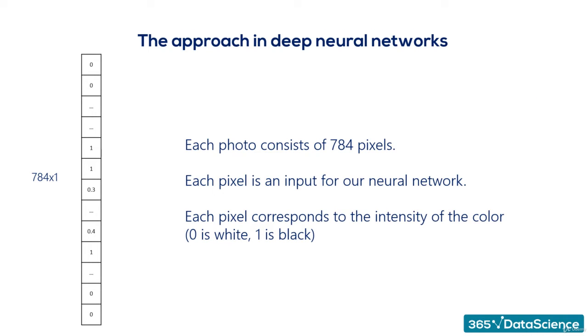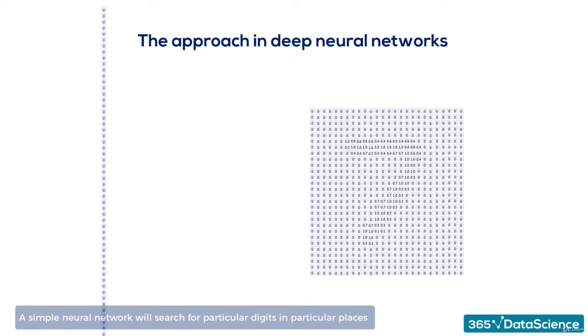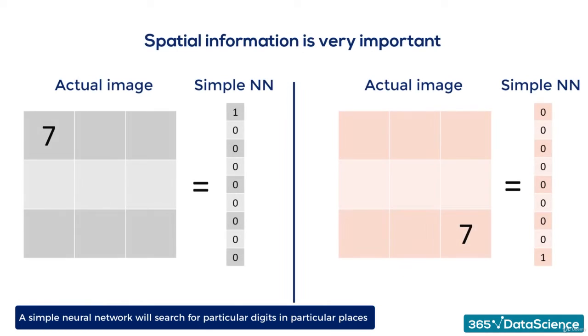For example, the 28th pixel and the 29th pixel in the vector we use are next to each other in the vector, right? Well, in the picture, they are actually quite far away. Furthermore, since we always start by taking a linear combination of the inputs, it will search for particular digits in particular places. For instance, a 7 written in the top left corner is very different from a 7 written in the bottom right corner.